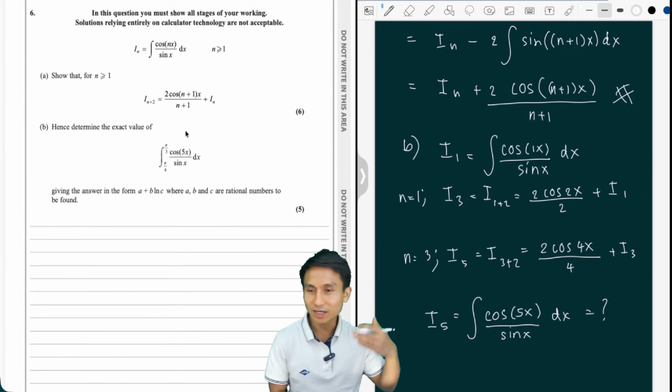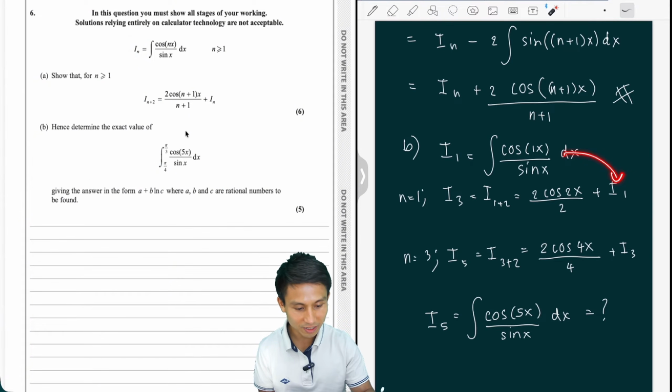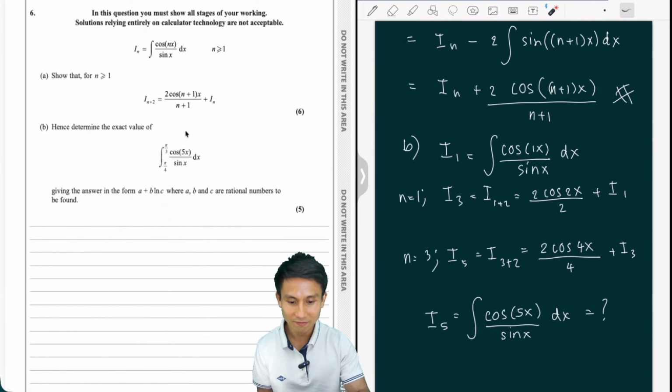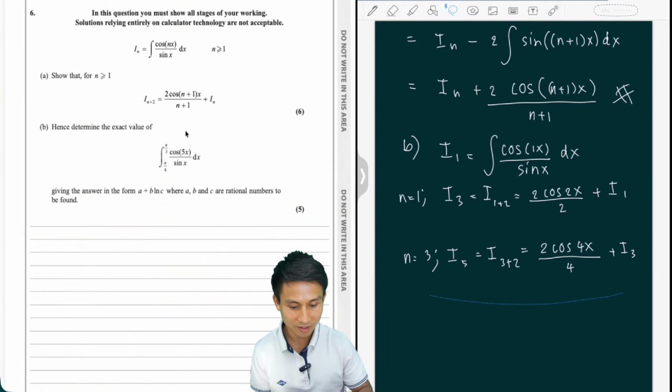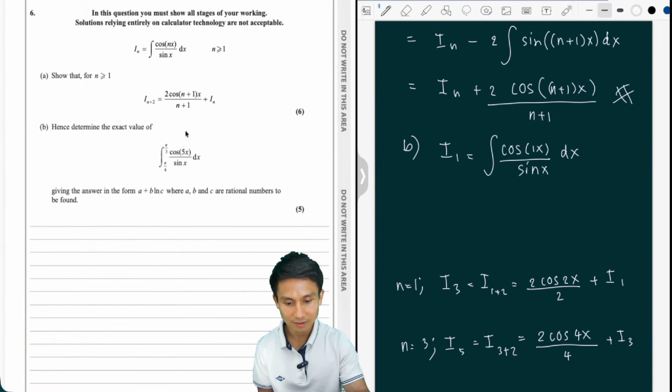So that means it boils back to I1. We need to find I1, right? And that's fine. If we find I1, we're going to sub it in here, and this will be subbed in here, and that will be our answer. So that's I5 there. This is not what we want. We don't want to do that. So let's find I1 first, and then we're going to proceed to I5 in order like that.